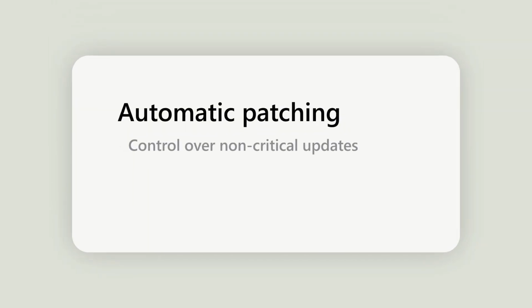Optional updates, feature enhancements, or non-security patches are excluded from the critical update process, allowing administrators to retain control over those updates. Additionally, based on Azure's understanding of your VM's activity, patches are applied at a time that minimizes potential disruption. This ensures that patching does not interfere with your operations.